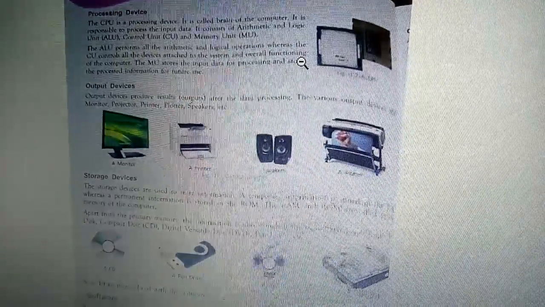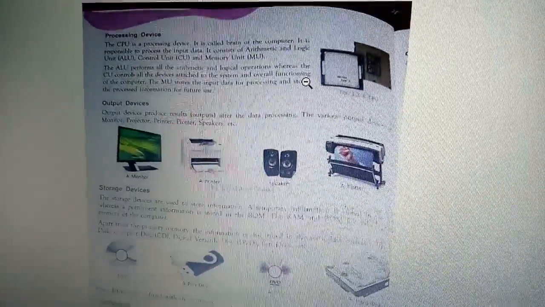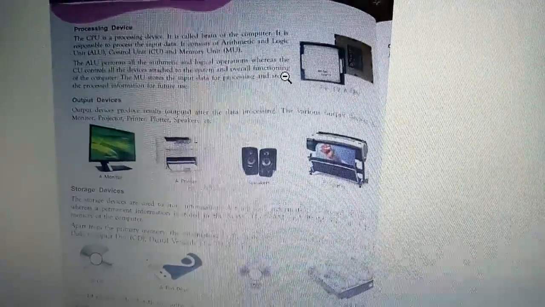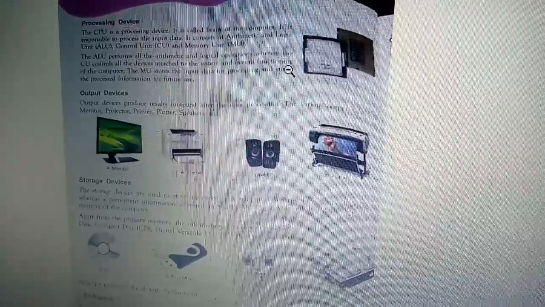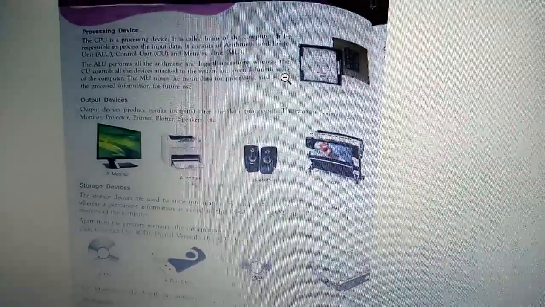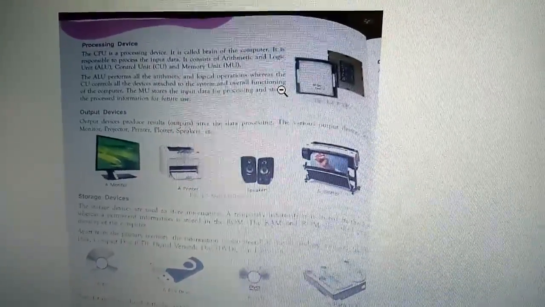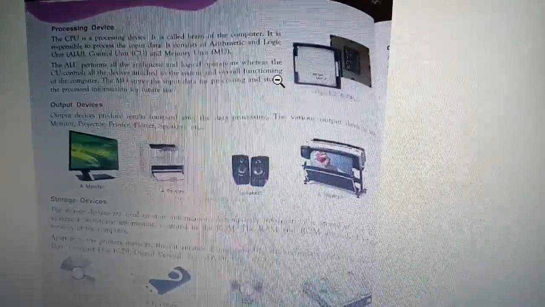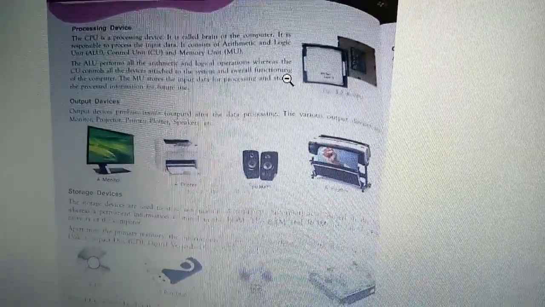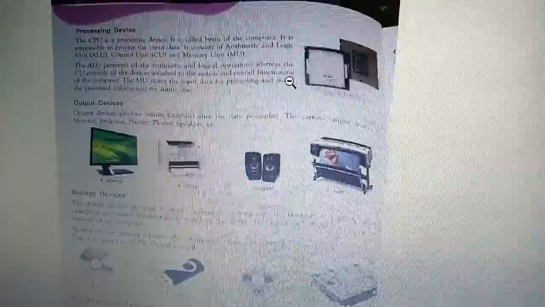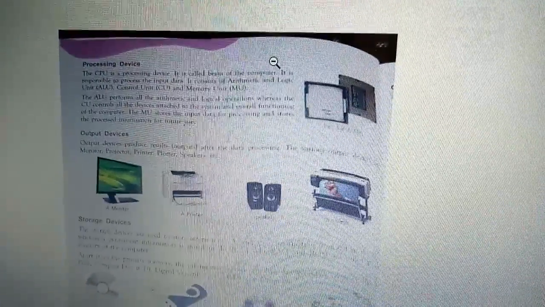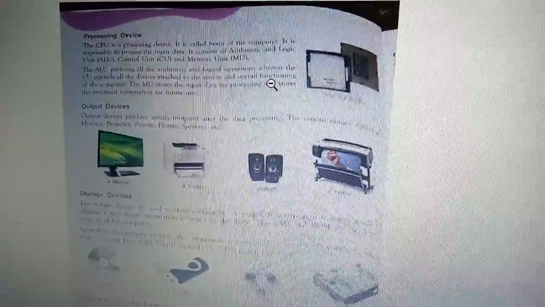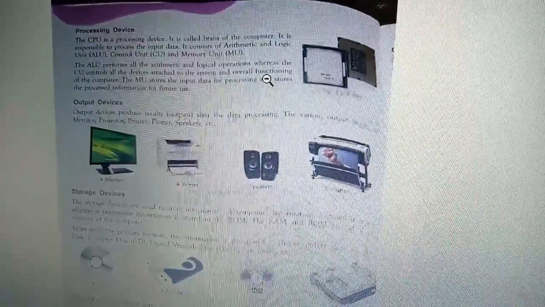It consists of the arithmetic and logic unit, control unit and memory unit. Now our CPU is divided into three parts: ALU, the arithmetic logic unit, CU, the control unit, and MU, the memory unit. With the help of these three parts, our CPU is made up. Now what is the function of the ALU? The ALU performs all the arithmetic and logical operations.